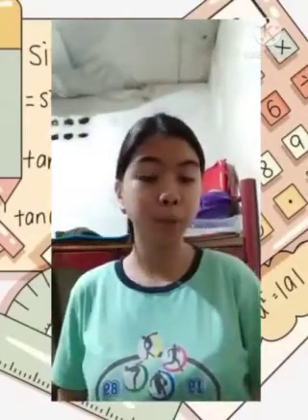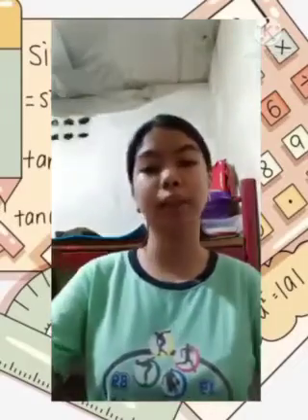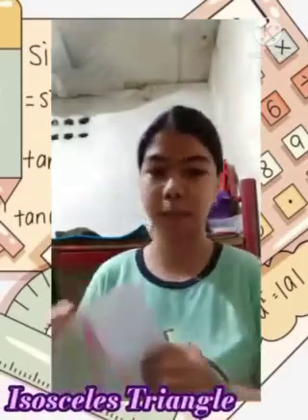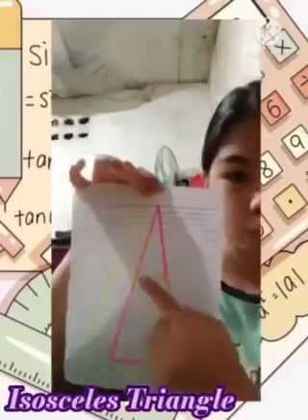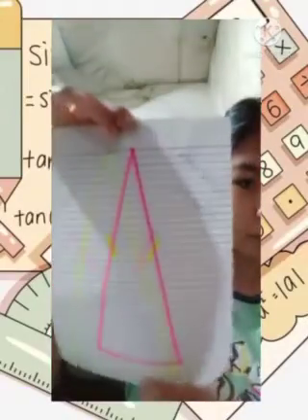A triangle with 2 congruent sides is called an isosceles triangle. And this is an example of an isosceles triangle. 1, 2. Exactly 2 congruent sides.